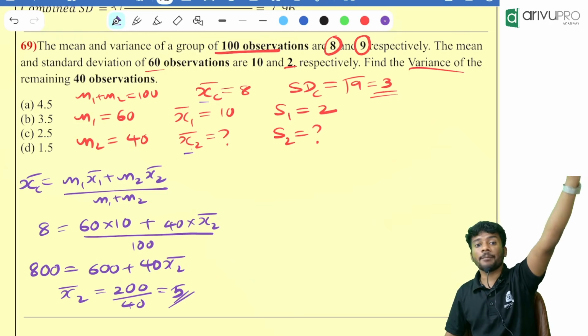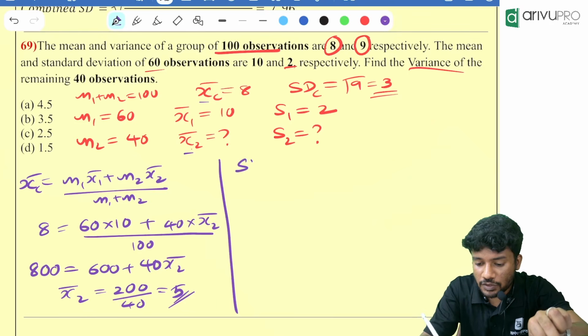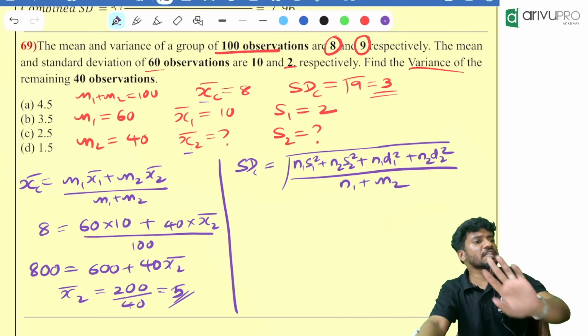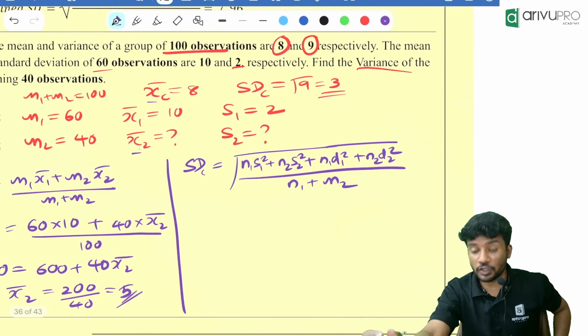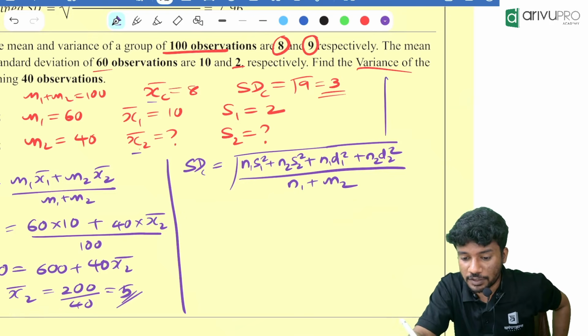S2. For that, the combined SD is given. What is the formula for combined SD? SD combined is equal to root of N1 S1 square plus N2 S2 square plus N1 D1 square plus N2 D2 square, divided by N1 plus N2. Everything is given. You go and find S2 square for me. Then you say D1 is not given. Yes, you need to find D1. People, tell me what is D1?